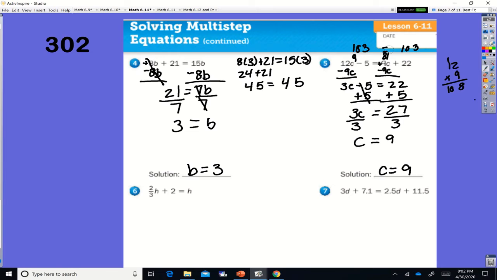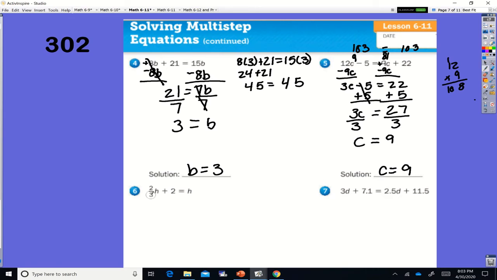Now number 6 and 7 I want you to do on your own. Follow those steps, look back at what we did before, and then I'm going to go through them now to check, and then you go ahead and check to make sure you did them correctly. So distributive property, we don't have that. Combine like terms, okay? No like terms on this side, none on this side.